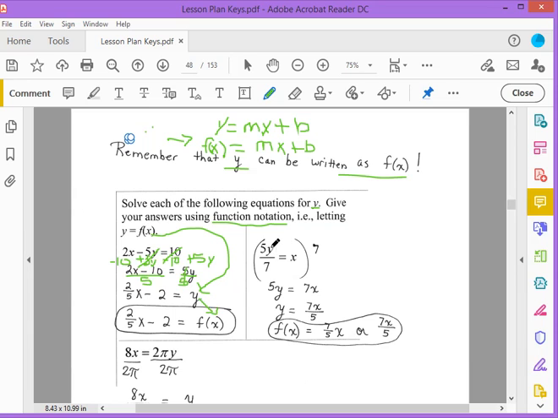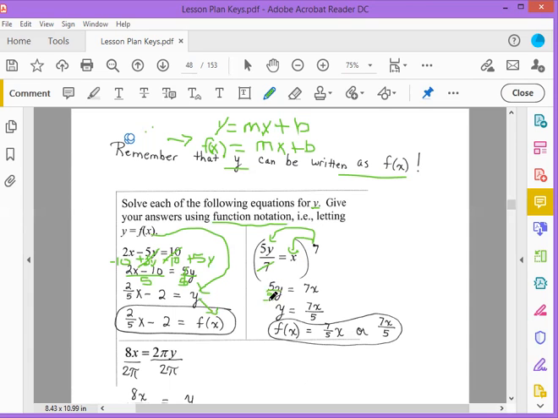In the next example, we have 5y divided by 7 equals x. Now remember, we're trying to solve for y, so we'll first get rid of this denominator. We're dividing by 7, so we're going to multiply both sides of the equation by 7. When we do that, the 7's will cancel on the left side, leaving 5y. On the right side, we'd have 7x.